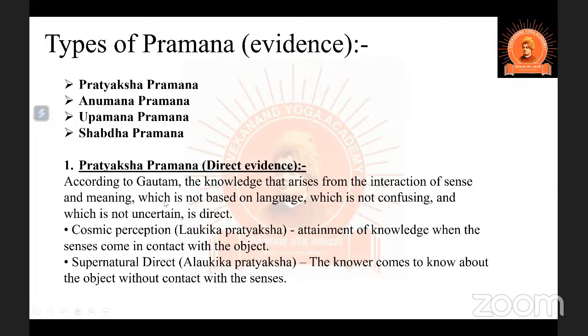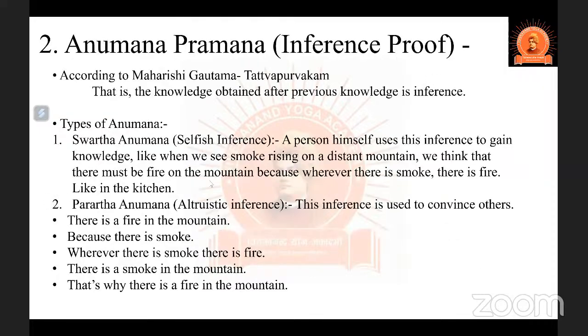So in that way there are two types of pratyaksha pramana, that is, through direct evidence. One is getting knowledge, that is called pratyaksha pramana. Like when your senses come in contact with a particular object, if knowledge is attained, that is called pratyaksha pramana. The second one is anumana pramana, that is inference proof.